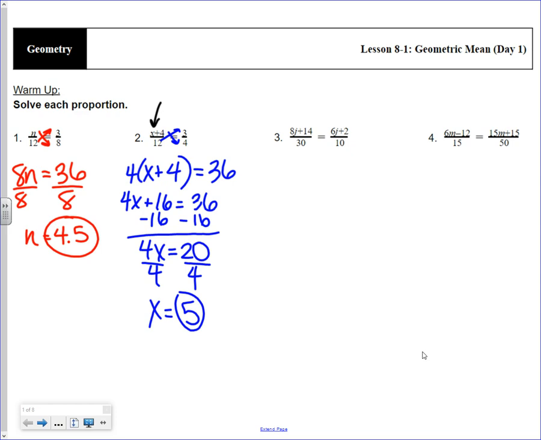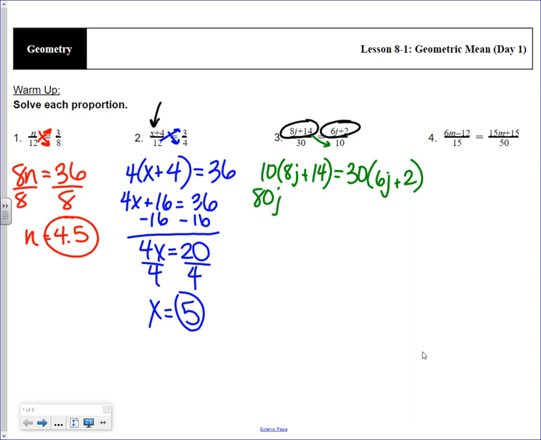All right, over here, same idea. Does everybody notice how both of these things are binomials? So they're both going to have to go in parentheses and have the other term distributed to them. If you don't, you're going to be really incredibly sorry because it's not going to work out the way it should. All right, so let's distribute. What is 10 times 8j? Okay, how about 10 times 14?